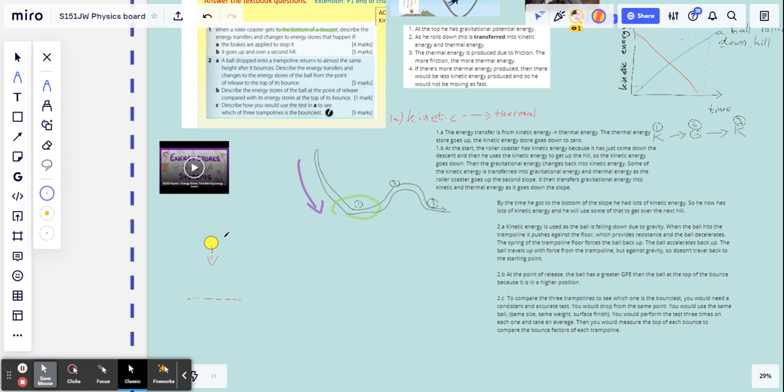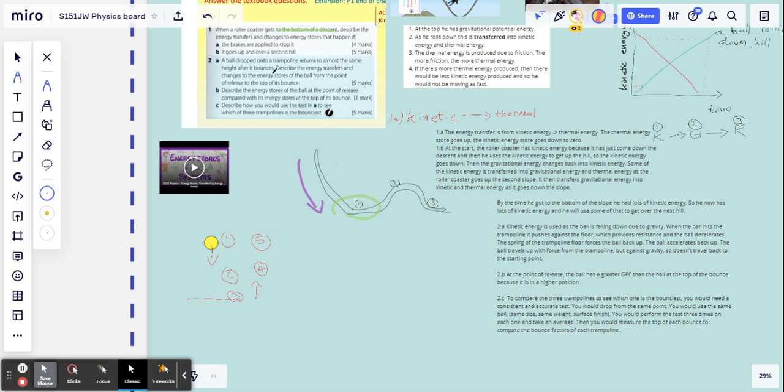So we've got stage 1, it's about to start falling. And then stage 2, we could say, well, we can split it up into infinite stages, couldn't we? But let's say stage 2, it's halfway down. Stage 3, it hits the trampoline. Then stage 4, it goes back up again. It's halfway up. And then stage 5, it's back up to, let's say, nearly its original height.